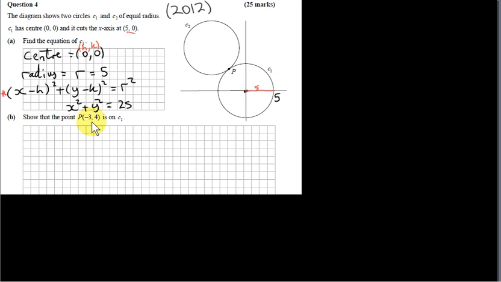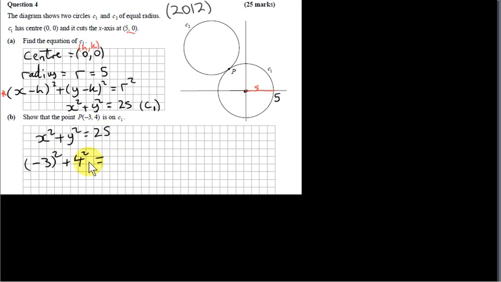In part B, we want to show that the point minus 3, 4 is on this circle. This is C1. So, if a point is on a circle, it must satisfy the equation of the circle. So the equation of the circle is x squared plus y squared equals 25. What we do is we plug minus 3 in for x, then we plug 4 in for y. We work this out. If we get the right hand side, which is 25, then we know that the point minus 3, 4 satisfies this equation, which means that the point minus 3, 4 is on this circle, x squared plus y squared equals 25.